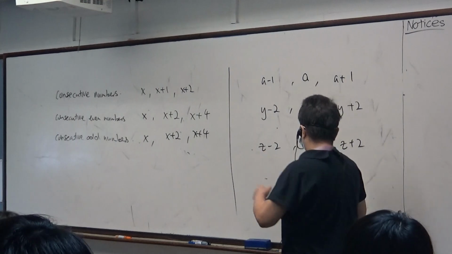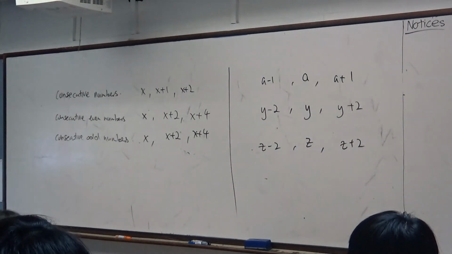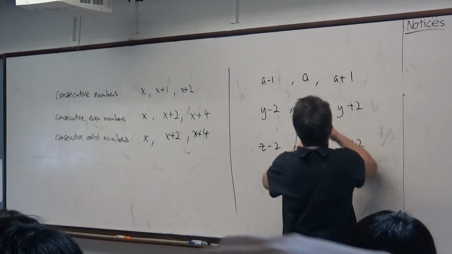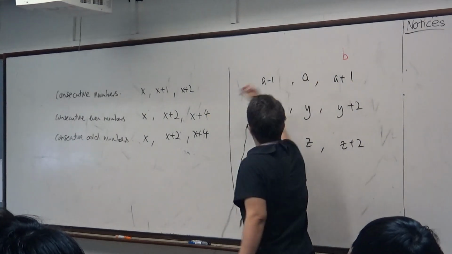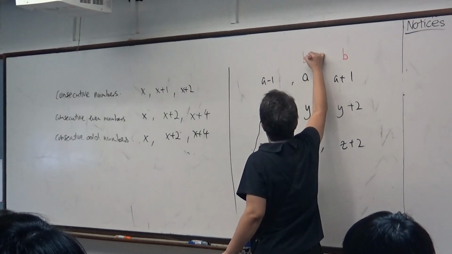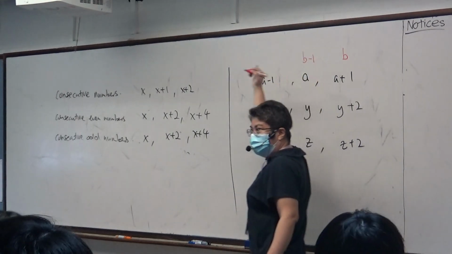Okay, now let me change one more. One last one so that you can understand. What if the last one is B? What is the one before it? Consecutive numbers. B minus 1. How about the one before it?